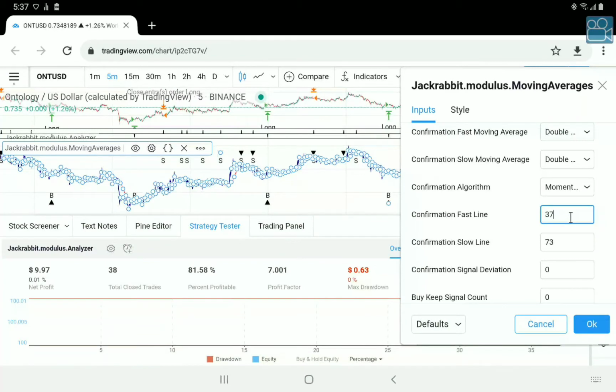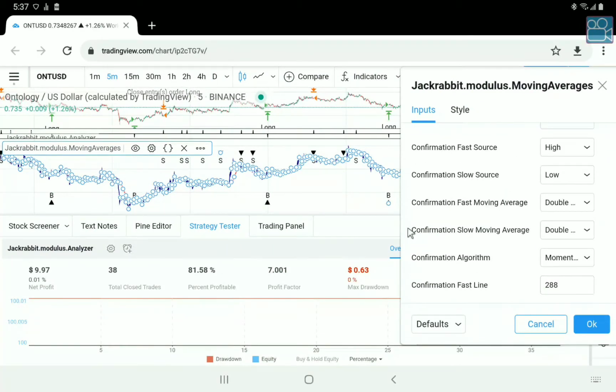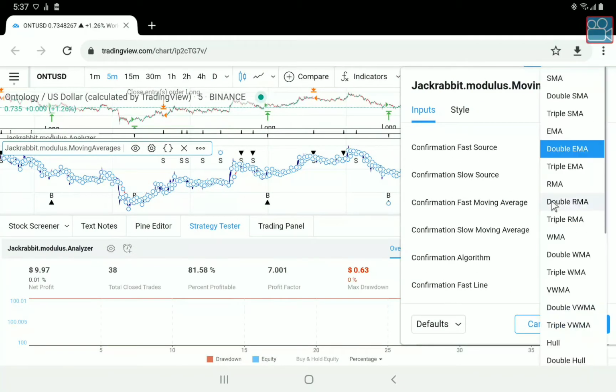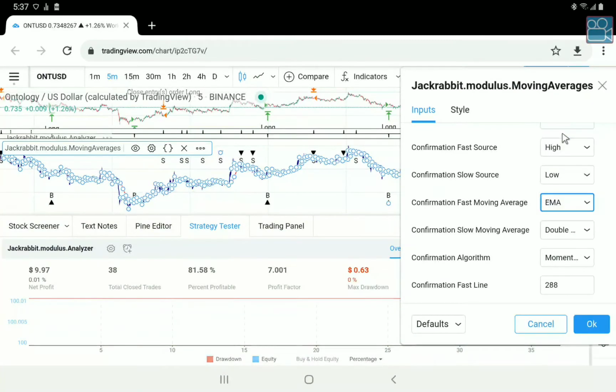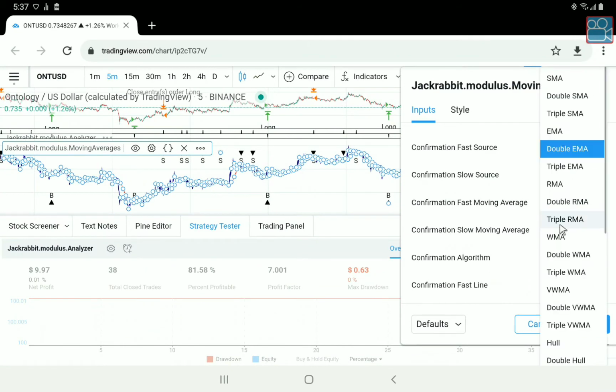Well, actually, let's set momentum to 24 hours. So on the 5-minute candlestick, that's 288. 288 times 5 is 24 hours. 9.97, we're still there, doing pretty well. All right, let's go with the simple EMA. Let's see how well momentum handles that.